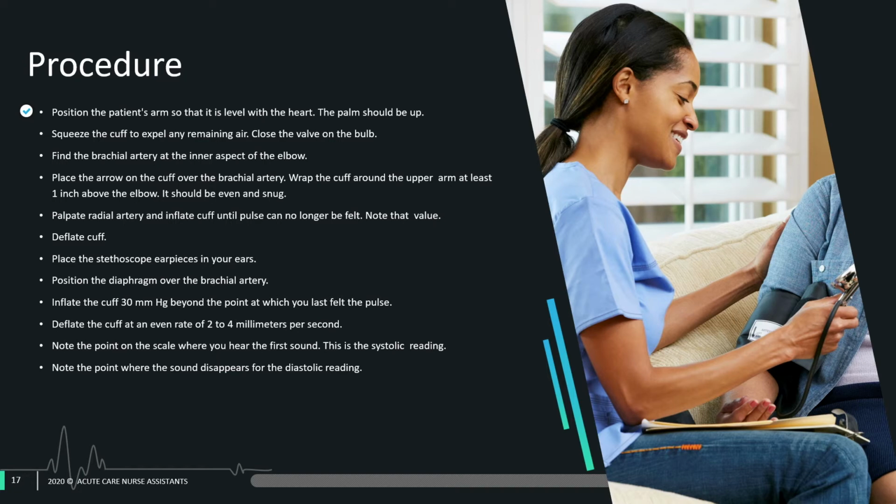Inflate the cuff 30 mm Hg beyond the point at which you felt the last pulse. Deflate the cuff at an even rate of 2 to 4 mm per second. Note the point on the scale where you hear the first sound. This is the systolic reading. Note the point where the sound disappears for the diastolic reading.